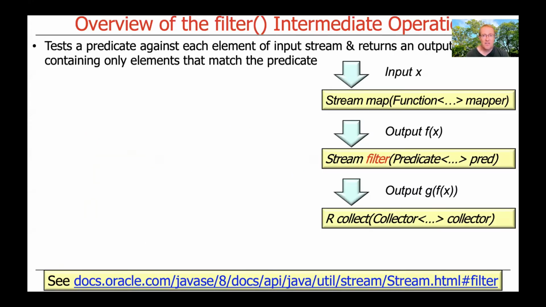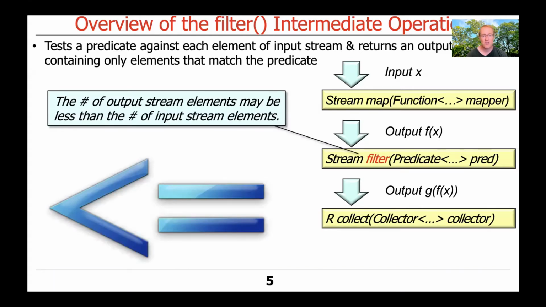So the intent of filter is to test a predicate against each element in an input stream and return an output stream that only contains elements that match that particular predicate. As you can see in the pseudocode here, filter takes in a Java functional interface called predicate. We've talked about predicate before, and predicate basically has a single test operation that takes an element of type T and returns true or false.